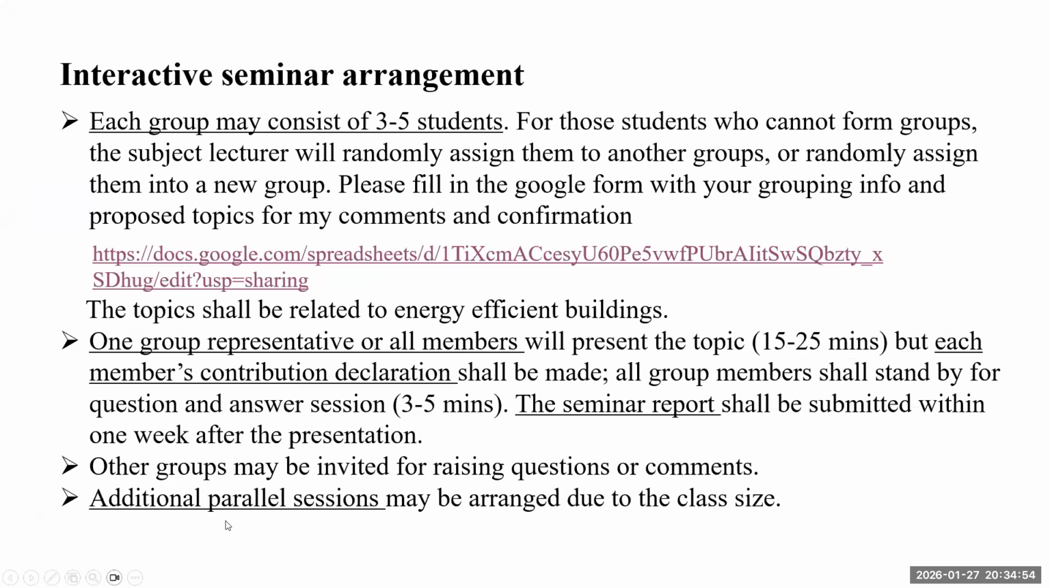And my practice, always, I encourage all of you to attend the seminars, although they are in parallel sessions. But usually, I will ask each other to raise questions. Okay, if group 1 is presenting, I will ask group 3 or group 4 to give comments or raise questions. So this is the way.